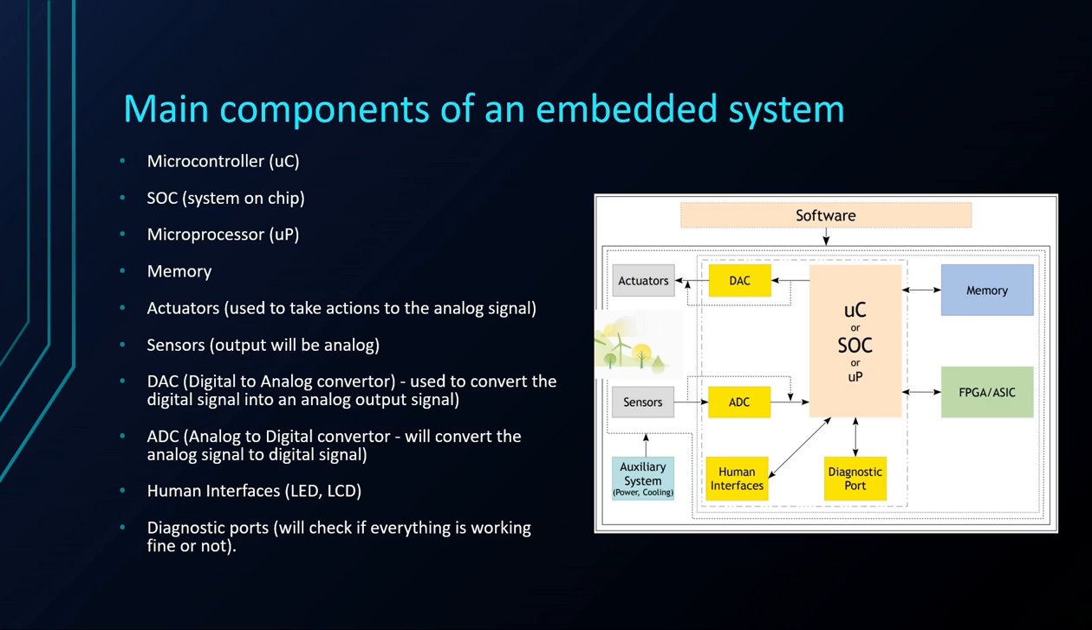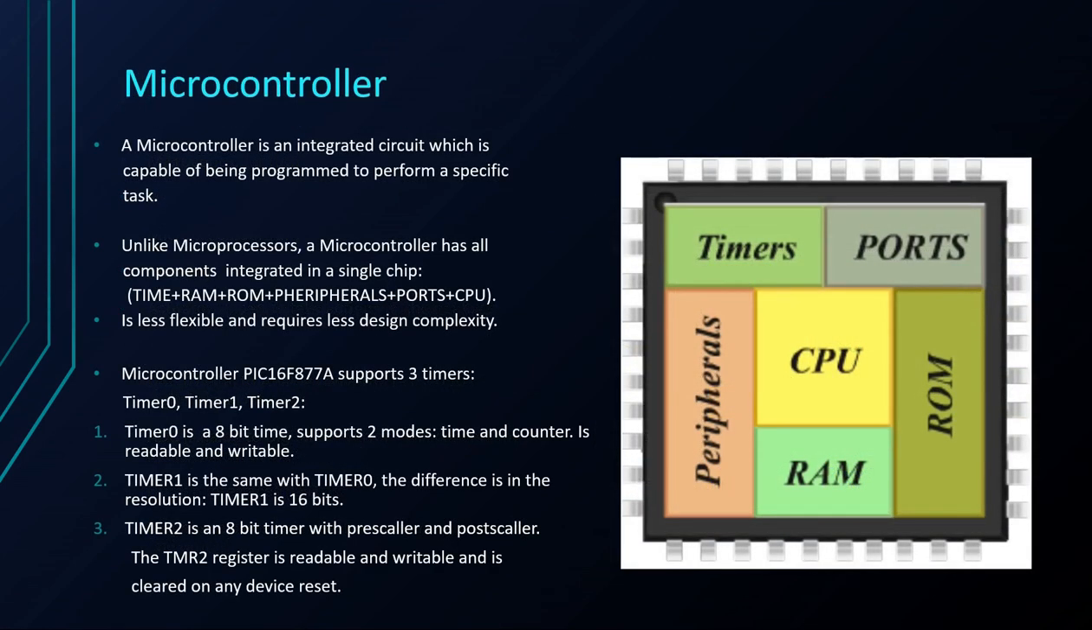Next, I'm going to talk about a microcontroller. A microcontroller is an integrated circuit which is capable of being programmed to perform a specific task. Unlike a microprocessor, a microcontroller has all components integrated in a single chip. So it has timers, random access memory, read-only memory, peripherals, ports, and CPU. It's less flexible and requires less design complexity.